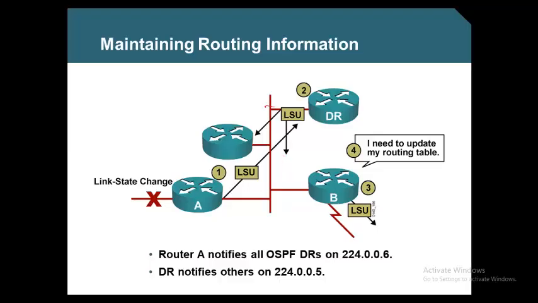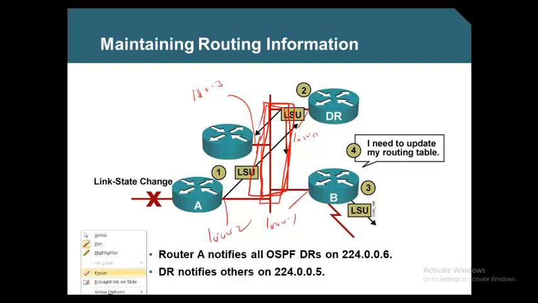Why do we need this? We need this to avoid duplication of updates. We need this to prevent loops. So we are going to have a DR and a BDR. If the priority is the same, by default the priority is 1 on all the LAN interfaces. The default priority when you enable OSPF is going to be 1.